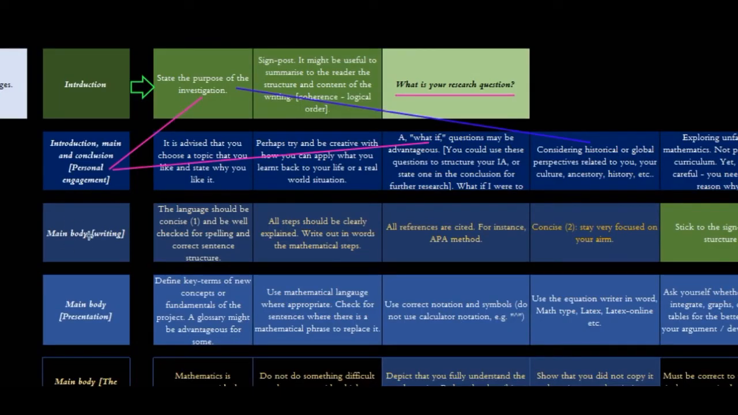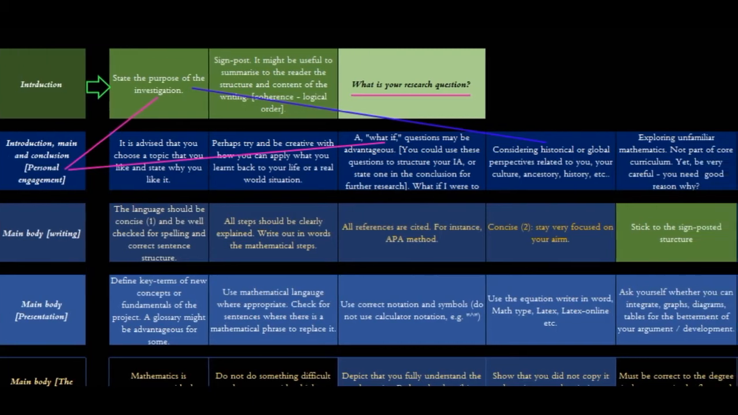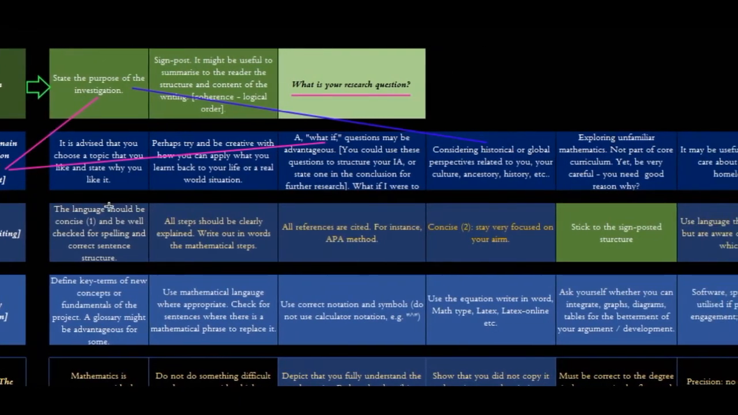Okay, let's look at the main body, the writing. So this is why, just to remind you here, when I talked about personal engagement, I was considering the introduction, the main, and the conclusion. For the main body, the writing, this is something that I would suggest you consider. First of all, the language should be concise. That means we do not want long, elaborate sentences, and please be well checked for spelling and correct sentences. That is something that is very important.